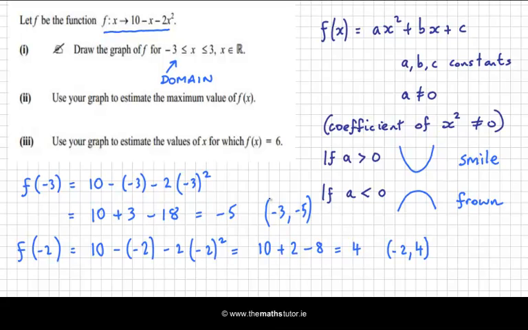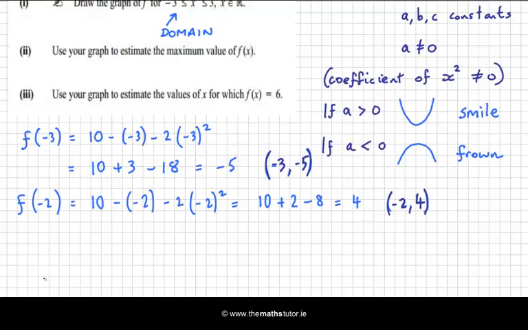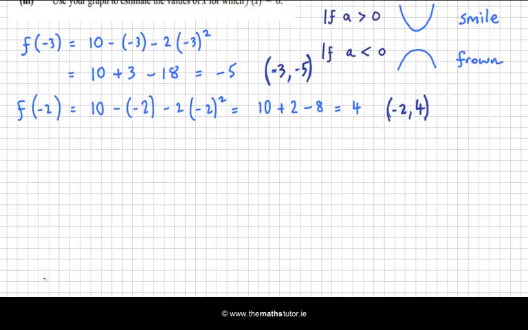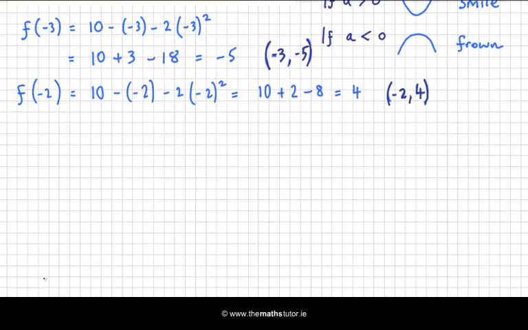Just to be totally clear, these are my ordered pairs, which I'm going to graph. We have minus 3 and 5, and we have minus 2 and 4. I need to do the same for minus 1, 0, 1, 2, and 3. So I'm going to skip through that, and you can rejoin me when I have those done.